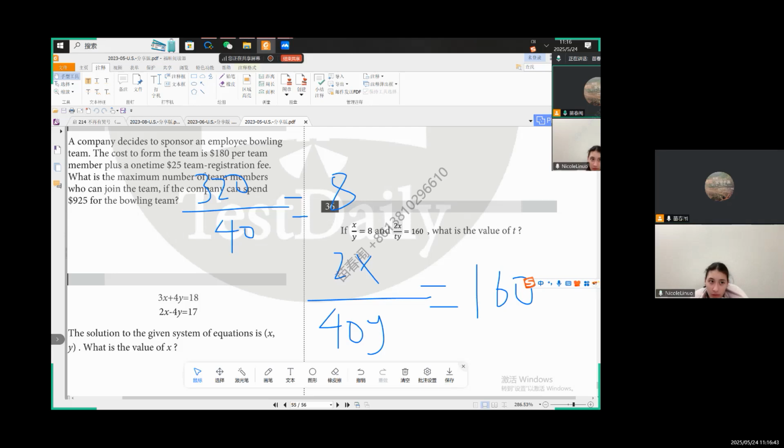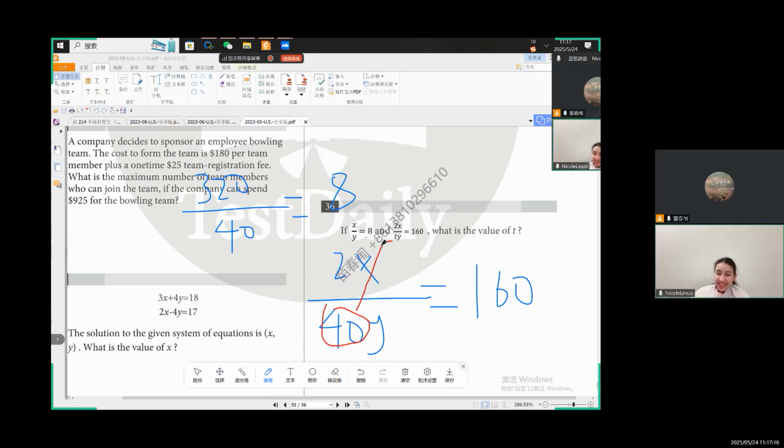I still don't get it. Why do you get t is 40? Is this t 40 already? If you write it like this, isn't t 40 already? Yes. Then how did you know? Because I multiplied 2 by 160 and then tried to figure out what number divided by that would give me 8. Oh.